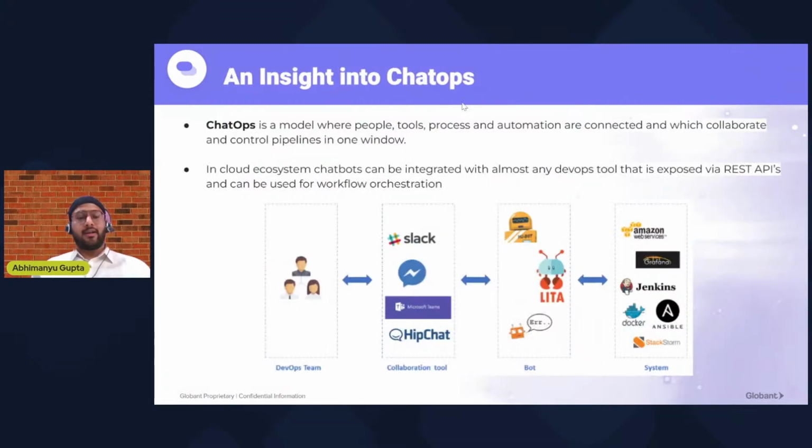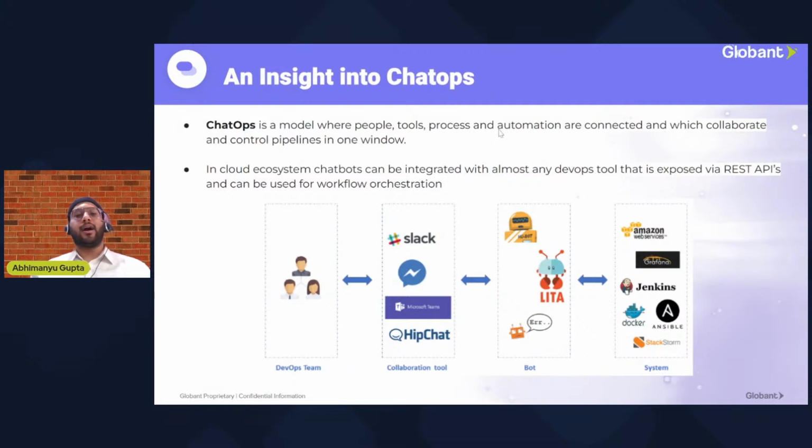Now let's try to understand another concept, which is ChatOps. So ChatOps is a model where people, tools, process, and automation are connected and collaborate and control pipelines in one window. So from the DevOps ecosystem perspective, your people would be your ops team. Your tools could be your DevOps tools, like your Jenkins or your containerized tools, or maybe your infrastructure as code tools, right? Now the process would be the process that you have set. For example, you would have set a release process for deployment of your applications, or you would have set up some approval process for your pull request. So whatever processes you have set for your DevOps ecosystem comes into this process.